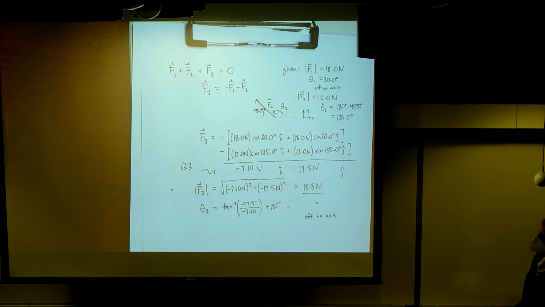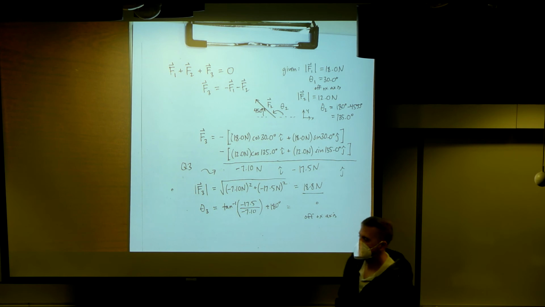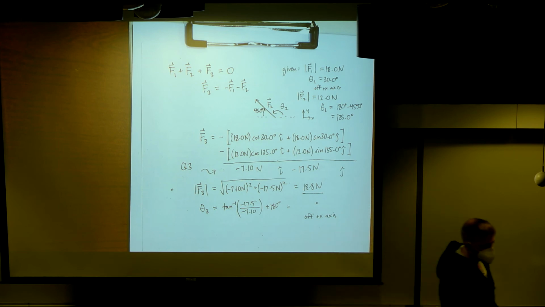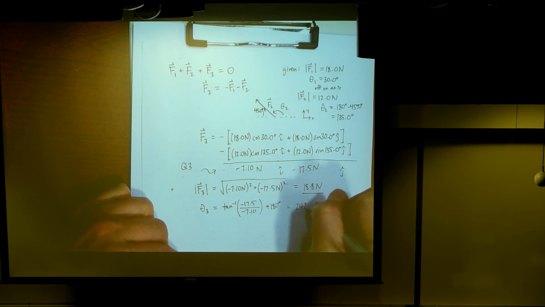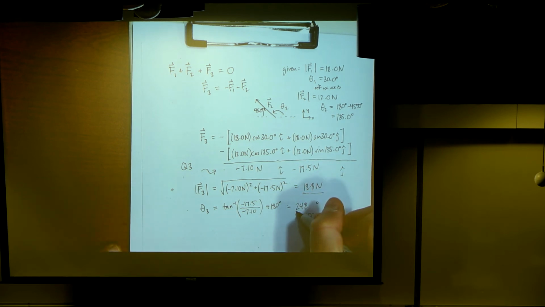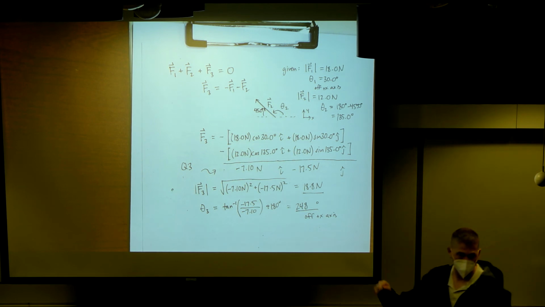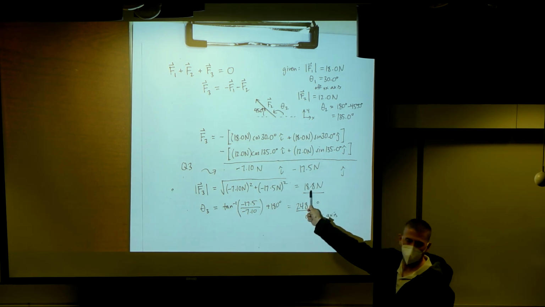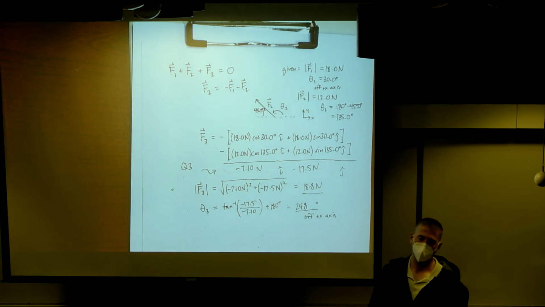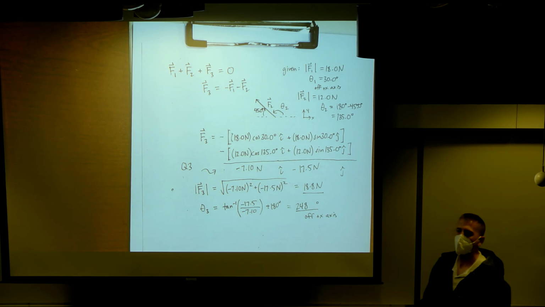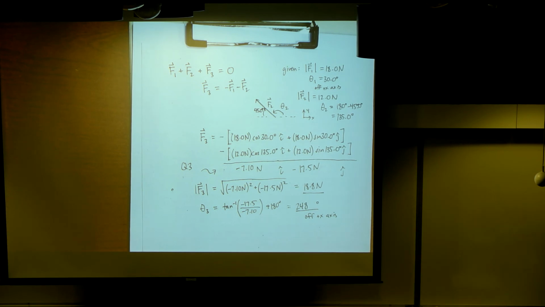So when you do this calculation, what do you get? 248, right? Degrees. So in order to cancel out the other two forces, you have to pull with this amount of force at this angle. Any questions? All right. Let's keep going then.